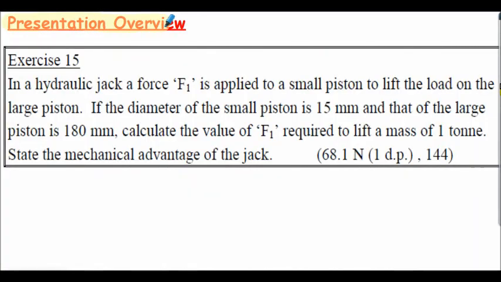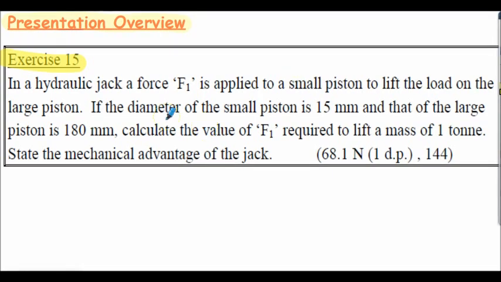Here's a presentation overview. In a moment we will commence with example 4, extracted from our workbook, to outline a typical solution to the type of problems we're going to consider. Then we will review exercise 15, outlined here, and show the full worked solution, which is essentially based on example 4. In this problem we have to calculate the value of the input force F1 to raise the stated mass of 1 ton, and also calculate the mechanical advantage of the jack. Answer stated in the bracket.